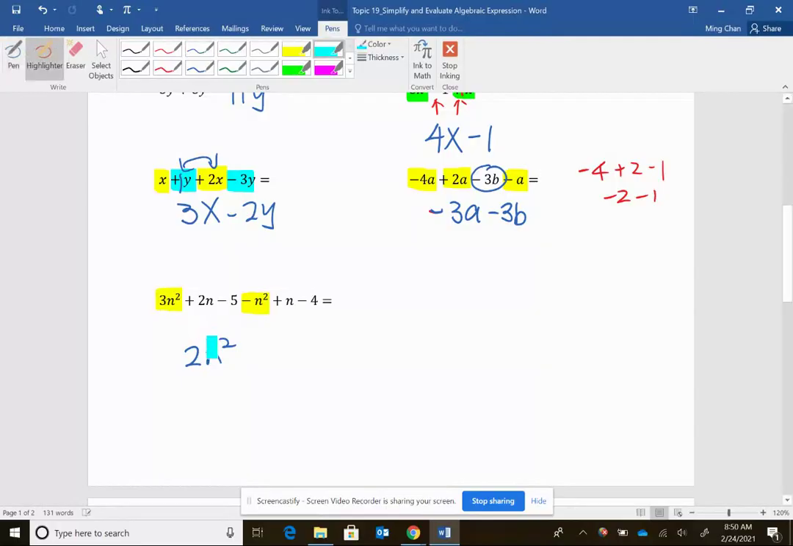Now let's go with n to the first power. 2n plus 1n, 2 plus 1, is 3n. Now combine the like terms negative 5 minus 4. Same sign, we add. So that should give me negative 9. And that's it.